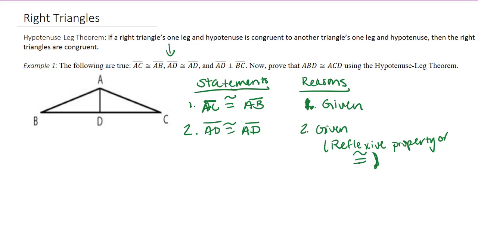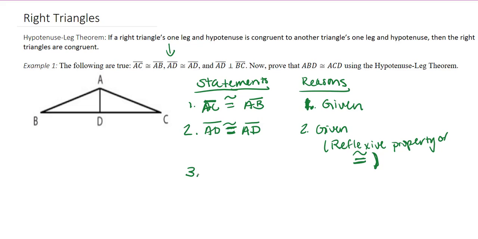The equal sign with the squiggly on top means congruence, right? Anytime you see that, that means it's congruent or congruency. So reflexive property of congruence, congruency, whichever one. And then, so now we need one.